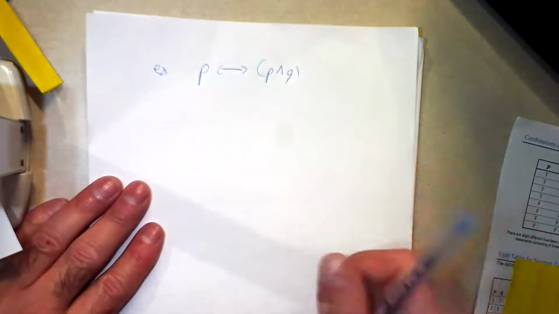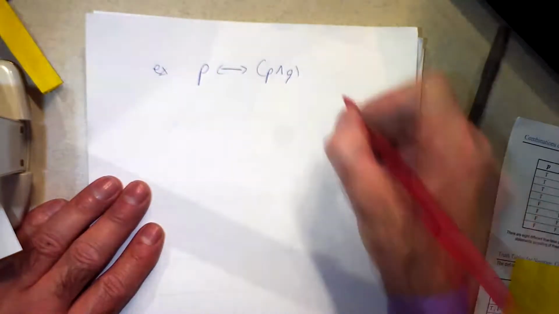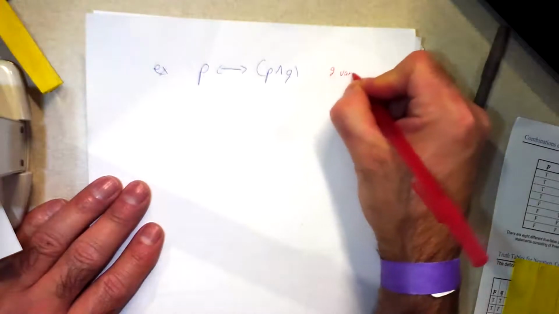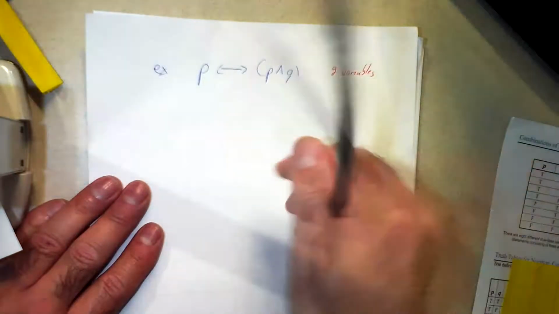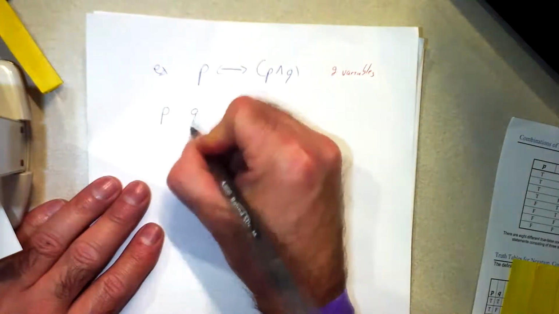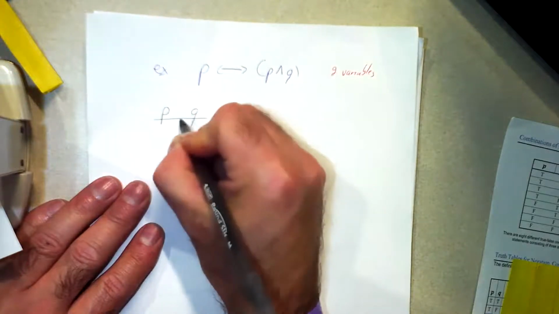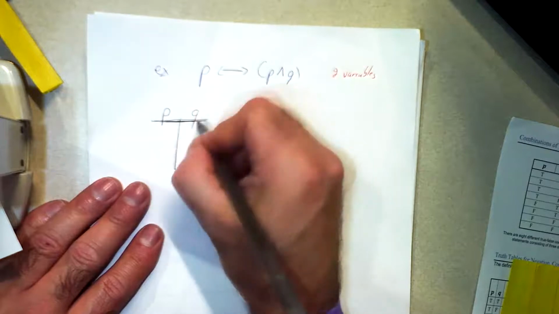So how do I start? Well, because it's two variables, I start with my columns for P and Q. You all remember how it goes? How did it go? How does the song go?